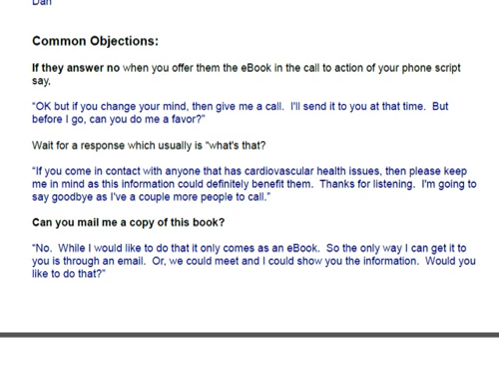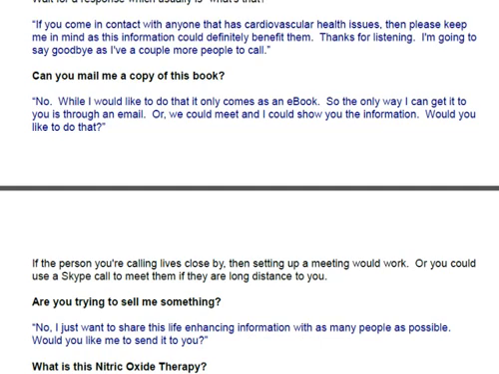Close off the call. I'm going to say goodbye as I have a couple more people to call. Let them know that you've got other people that you're trying to share this information with. You really are on a mission to get this information into the hands of as many people as possible, the Million Lives Project.